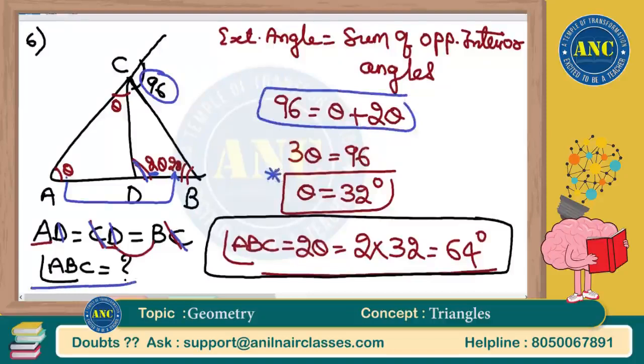But what is the question that he is asking? Angle ABC. Angle ABC is 2 theta. 2 into 32 is 64. I hope it is clear. Right.